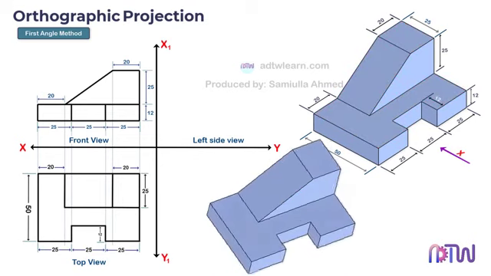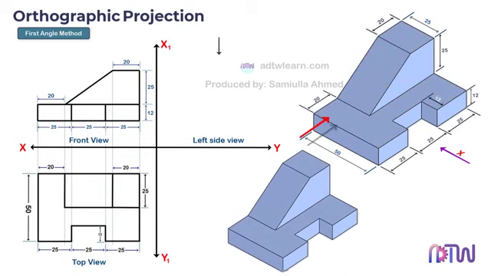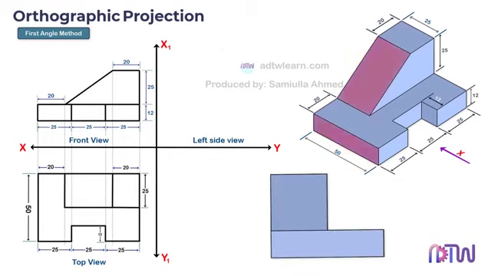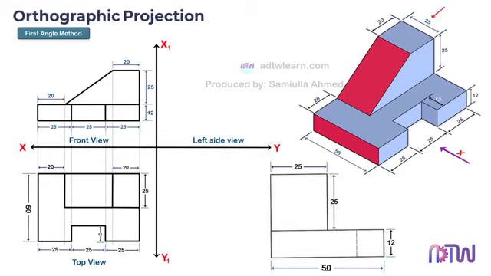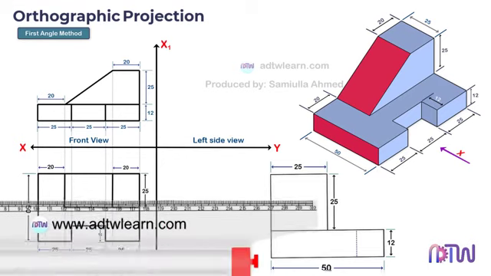At last, we need to draw the left side view of the object here. When we see the object from the left side, this is how it will look. We know this length is 50 millimeters, and we can see this height is 12 millimeters. Next, this height is given as 25 millimeters, and this width is 25 millimeters. We got all the required dimensions for the side view. First, we will draw the horizontal projection lines from the front view of the object.